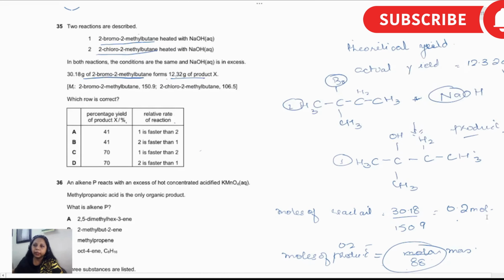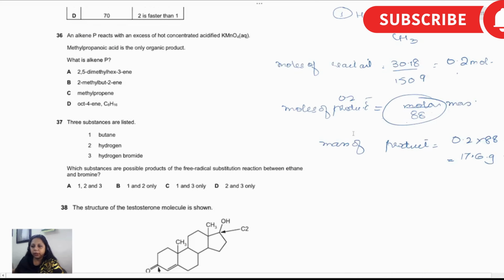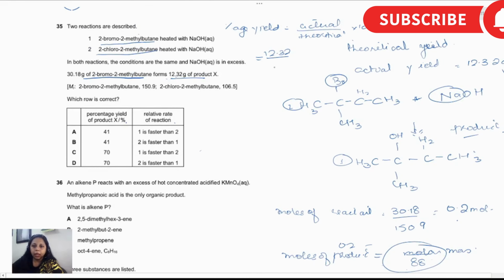Let's calculate it again. The formula is percentage yield is equal to actual yield divided by theoretical yield, multiplied by 100. The actual yield is 12.32, divided by what we have calculated, 17.6, multiplied by 100, so the answer is 70%. So C is your correct answer.